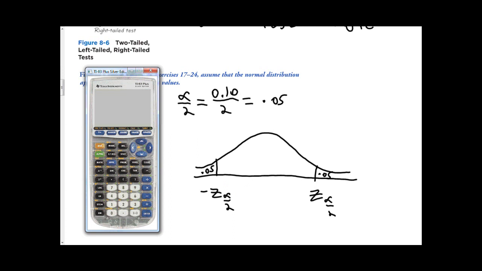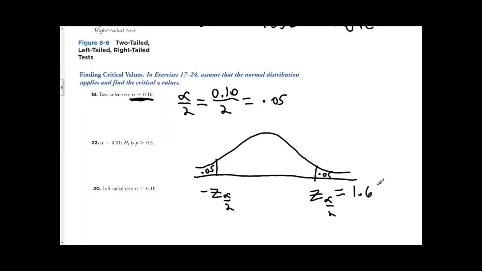So we're going to go to second distributions. We're going to go to inverse norm, and we're going to put in the area to the left here, which is 0.95, because remember, into the inverse norm, we always have to put the area to the left, and that area is 0.95. We press enter, and we get 1.64. So this is equal to 1.64, which means this one is equal to negative 1.64. So here are the critical values for our two-tailed hypothesis tests.